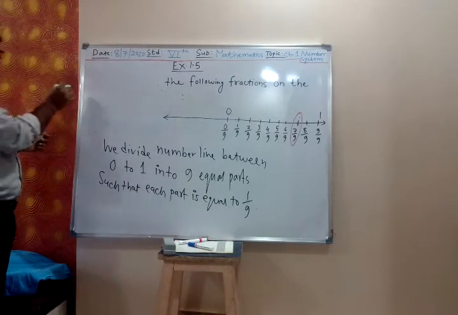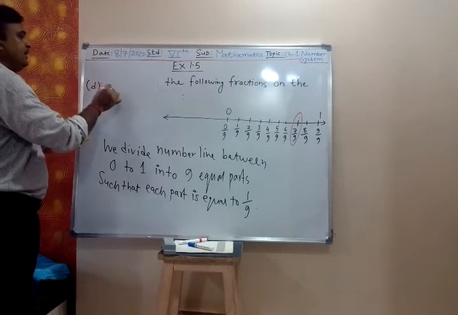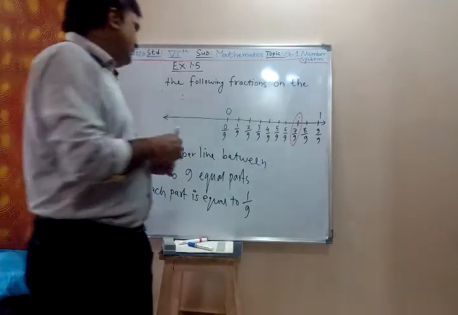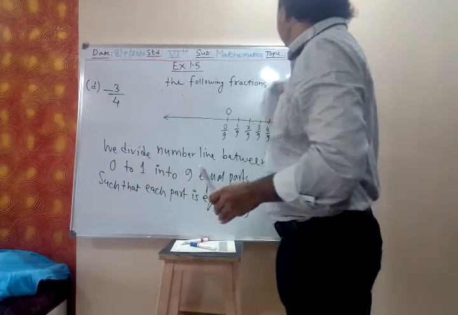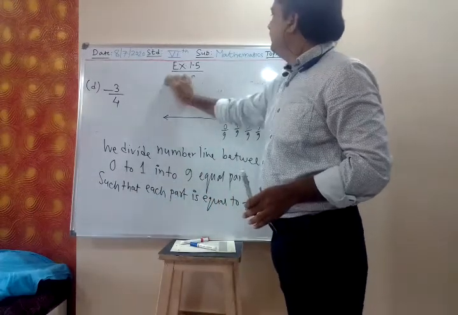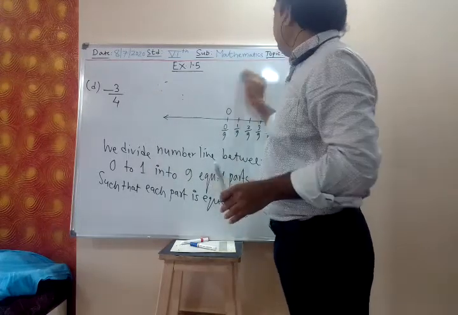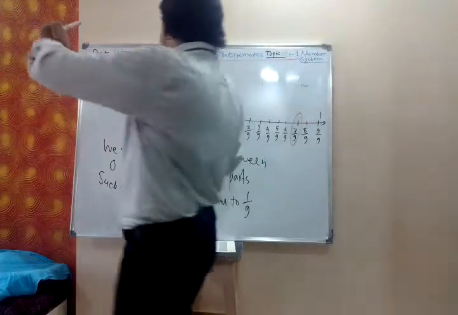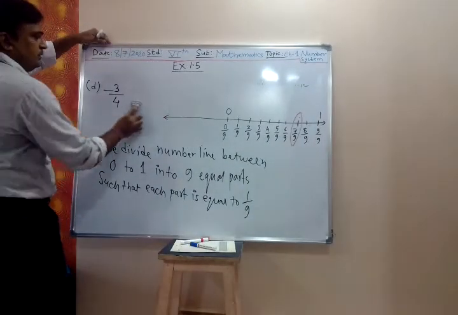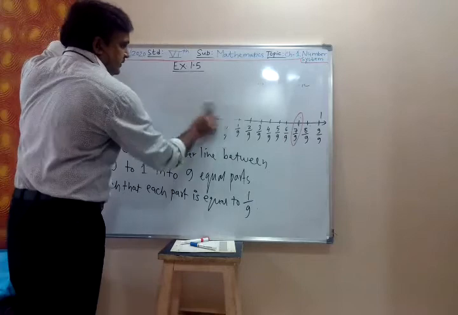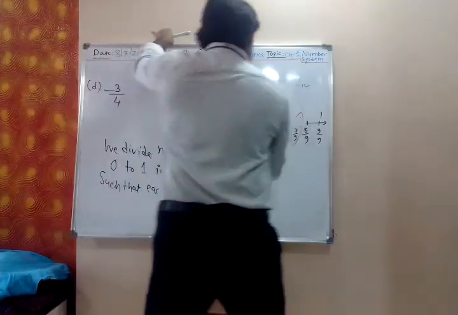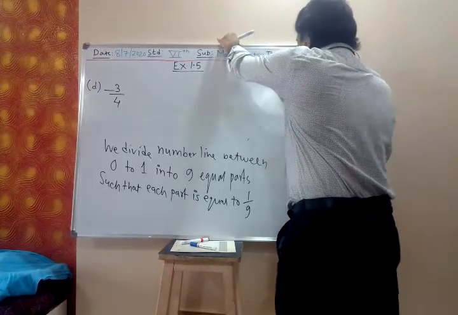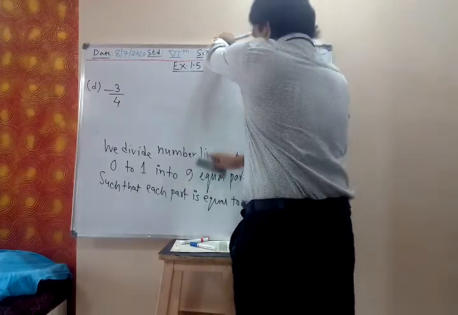D is minus 3 upon 4. Now the number is negative. So what will you do? Now the number is negative, minus 3 upon 4. Now we will divide the number line between 0 and minus 1, because the number is negative.